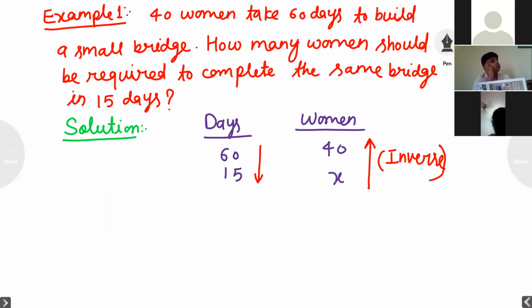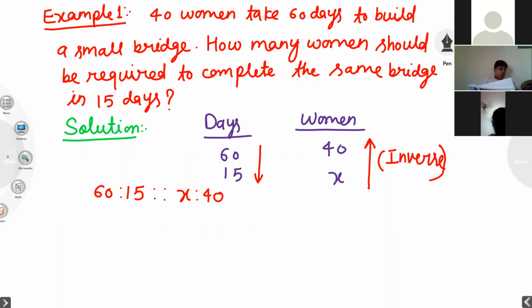I can write here: 60 is to 15 is the same as, reverse. Reverse means x is to 40. Here 99% of students make mistakes. It is x is to 40, not 40 is to x. If I write 40 is to x, our answer is wrong, because this is inverse variation, not direct variation. 60 is to 15 will be the same, but x is to 40.